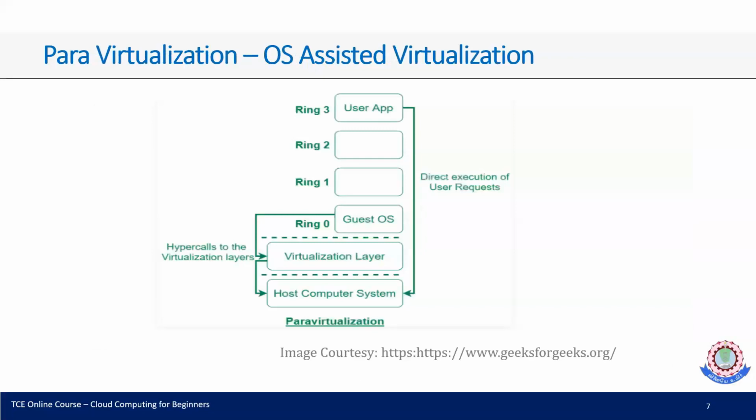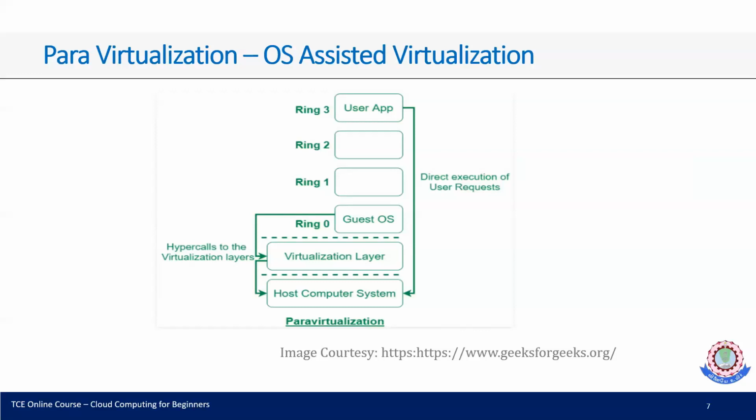Next, when coming to para-virtualization, this is OS-assisted virtualization. This figure represents para-virtualization. Here also there are 4 rings. We have one extra layer, termed the virtualization layer, which is called the hypervisor layer, in between guest OS and host computer. Para is a prefix which means alongside or beside. This is termed as along with some sort of extra features, that is with guest OS. So it is called OS assisted virtualization.